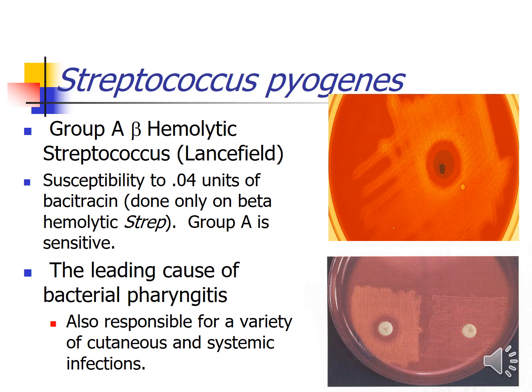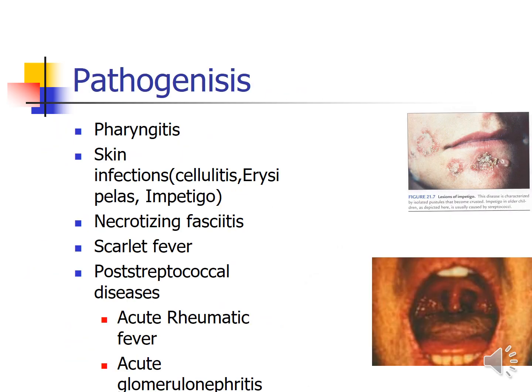Now we will talk about Streptococcus pyogenes. Streptococcus pyogenes are group A streptococci based upon the Lancefield classification. They are sensitive to 0.04 units of bacitracin, done only on beta hemolytic streptococci. Group A is sensitive to bacitracin. This is a leading cause of bacterial pharyngitis, also responsible for various types of cutaneous and systemic infections. Pathogenesis: it causes pharyngitis, skin infections like cellulitis, erysipelas and impetigo, necrotizing fasciitis, scarlet fever, and post-streptococcal diseases like acute rheumatic fever and acute glomerulonephritis.